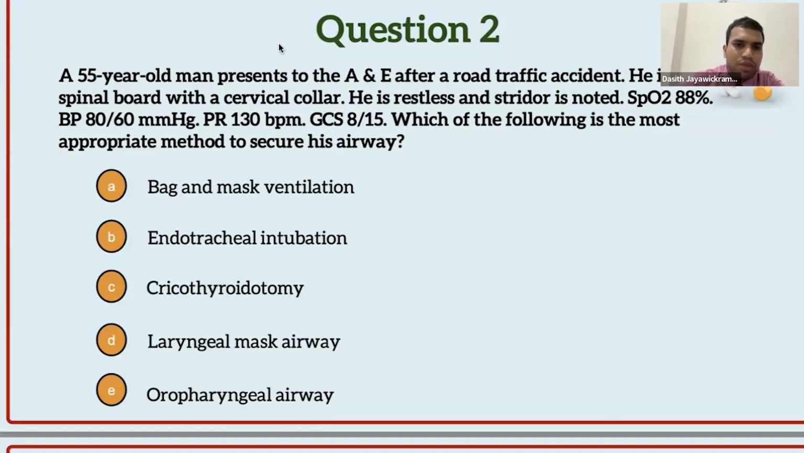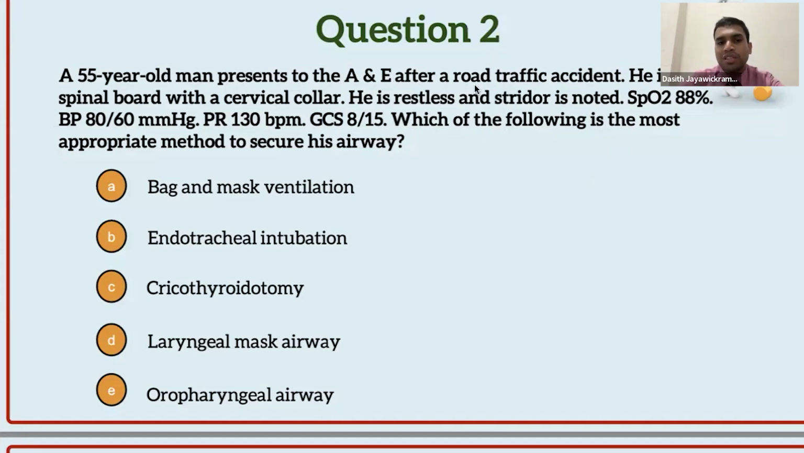B. What is B? Endotracheal intubation. Yes, that is the answer. Why? Because one, his oxygenation and ventilation are not good. His saturation is 88%. Okay, and he's restless. That means there could be a hypoxic element, and there's a stridor noted. That means there's imminent respiratory compromise arriving at us.